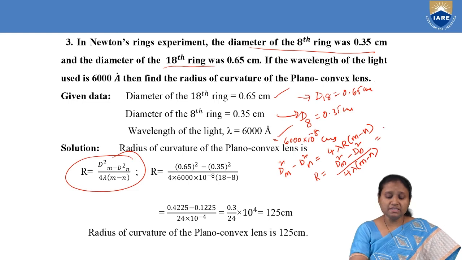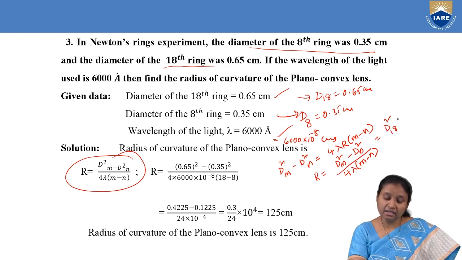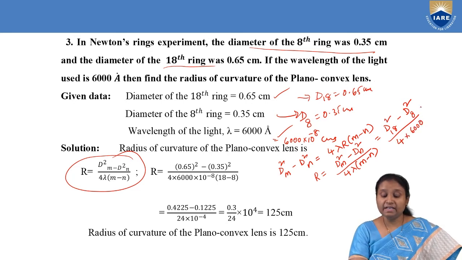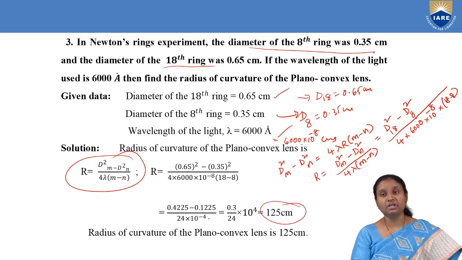Now in this case, what is our m? m is the higher order dark ring, which we take as the 18th ring, and n is the smaller order dark ring, which is taken as the 8th ring. So 4 into the wavelength of light, 6000 angstrom, so 10 to the power of minus 8 centimeter, into 18 minus 8. If we do it, our radius of curvature comes out to be 125 centimeters.